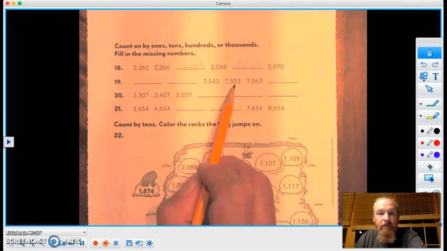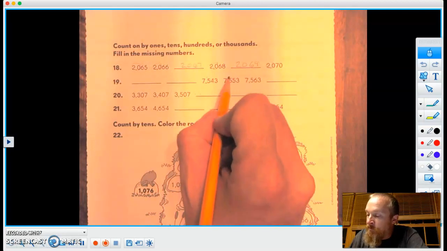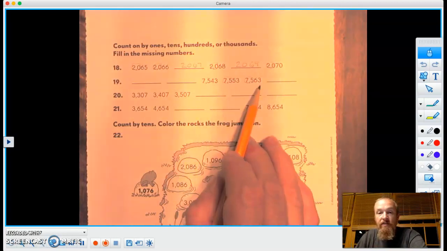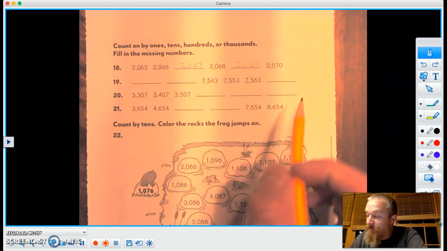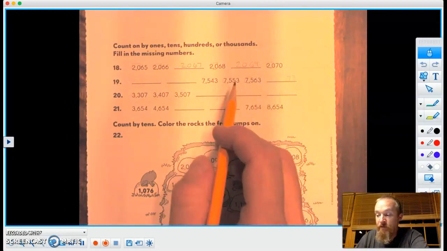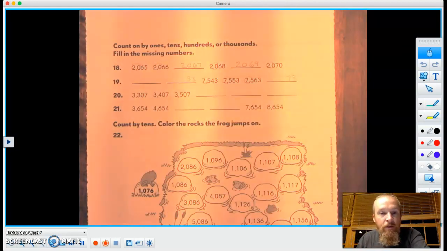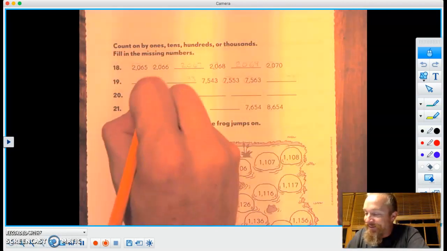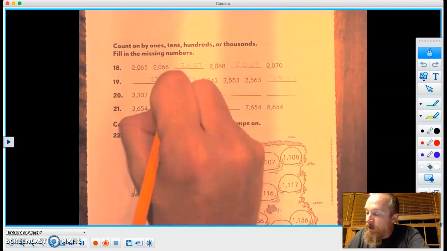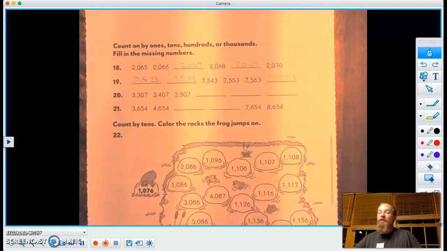7,543, 7,553. I see the 7,500 part looks the same. So 43, 53, 63, 73. Let's go backwards. 73, 63, 53, 43, 33. Very good. What comes before 33? 23. All right. And let's go through. And let's make sure that we have 7,500 on all of those. Whew. Take a quick break.